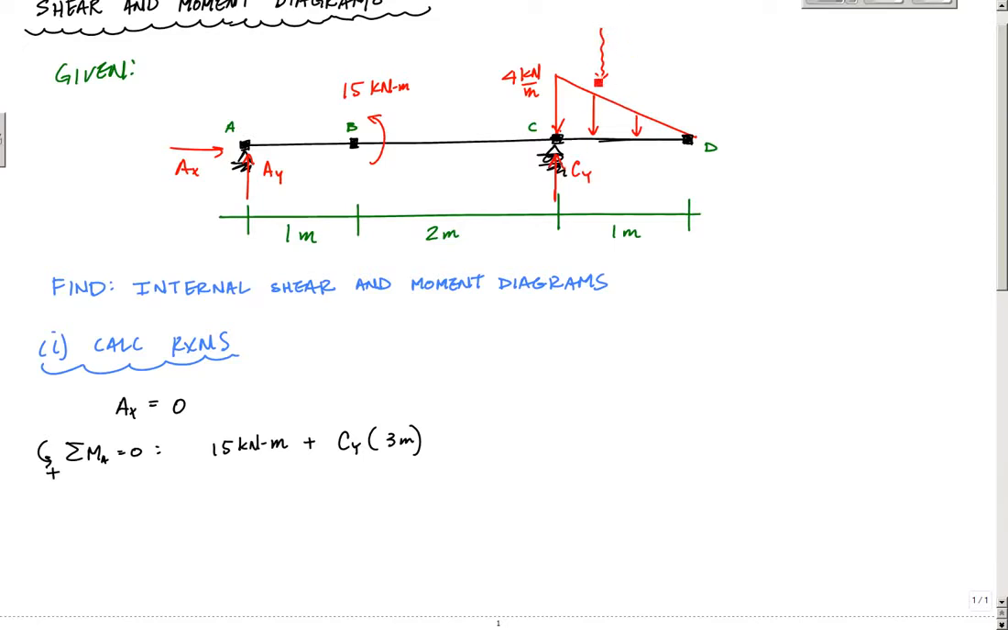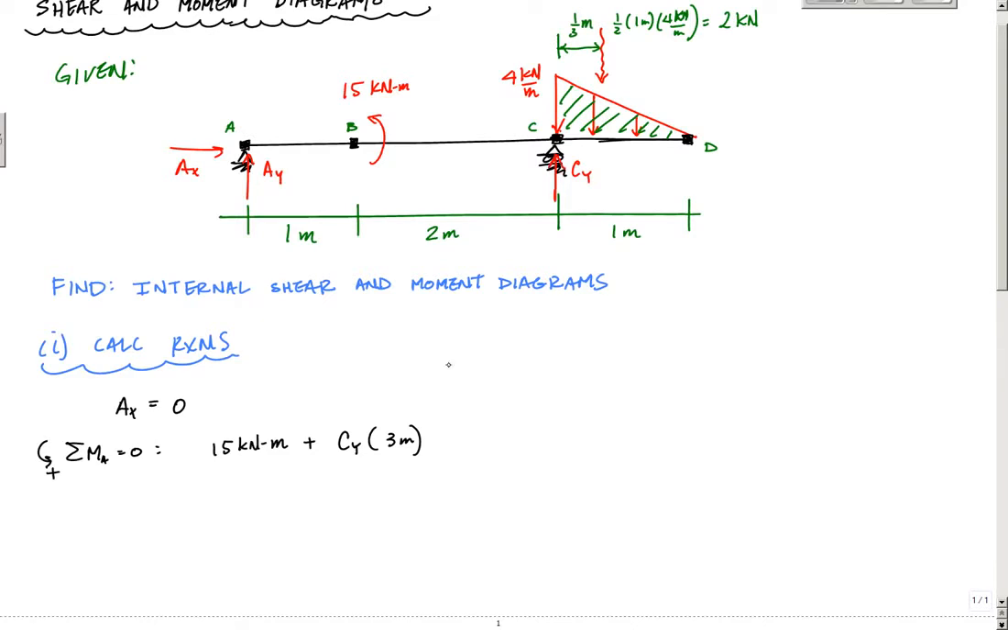The magnitude of this resultant is the area of this triangle, which is 1/2 the base, 1 meter, times the height, 4 kilonewtons per meter, and that makes this resultant 2 kilonewtons. The centroid of a triangle is 1/3 of the base from, if you will, the fat side. So here this would be 1/3 meter. That's that location right here.